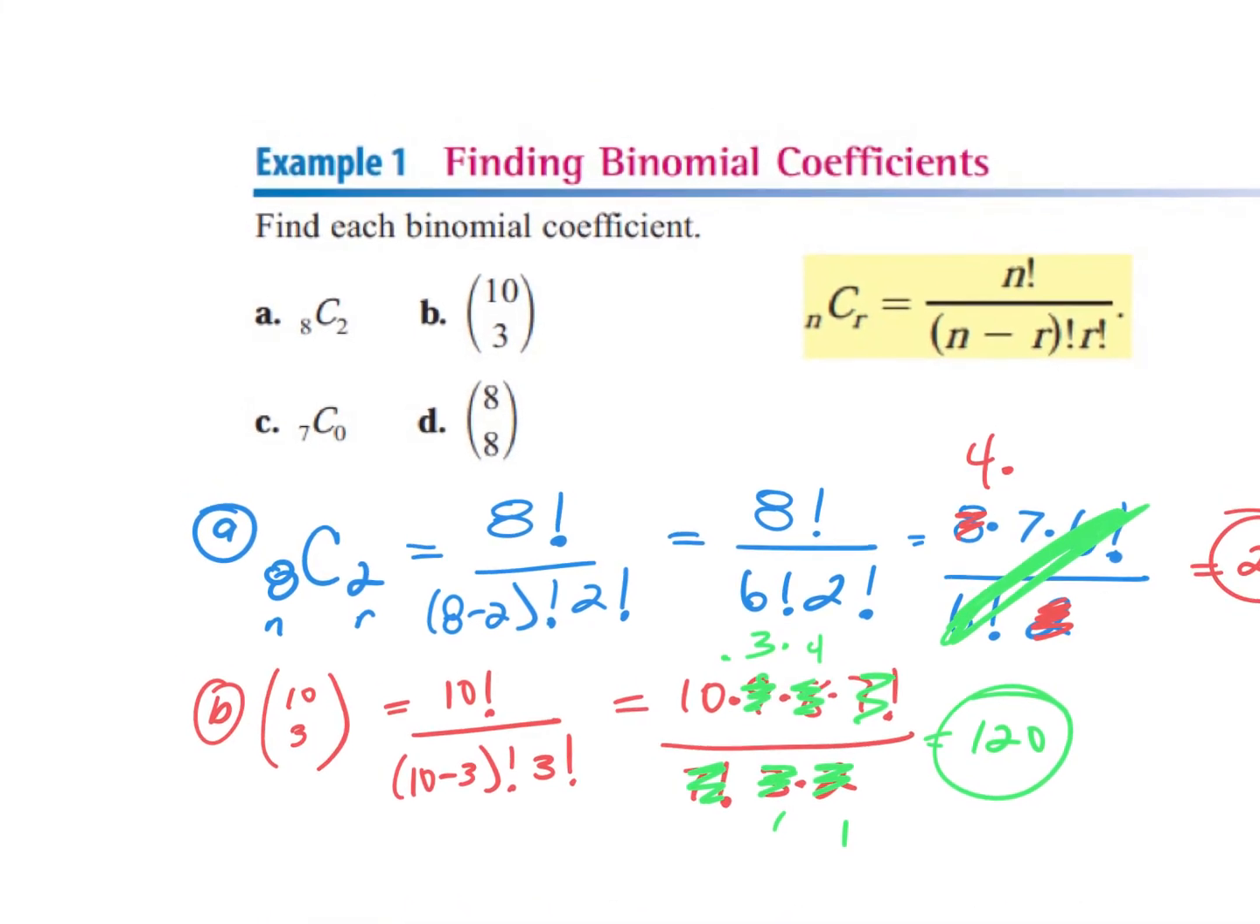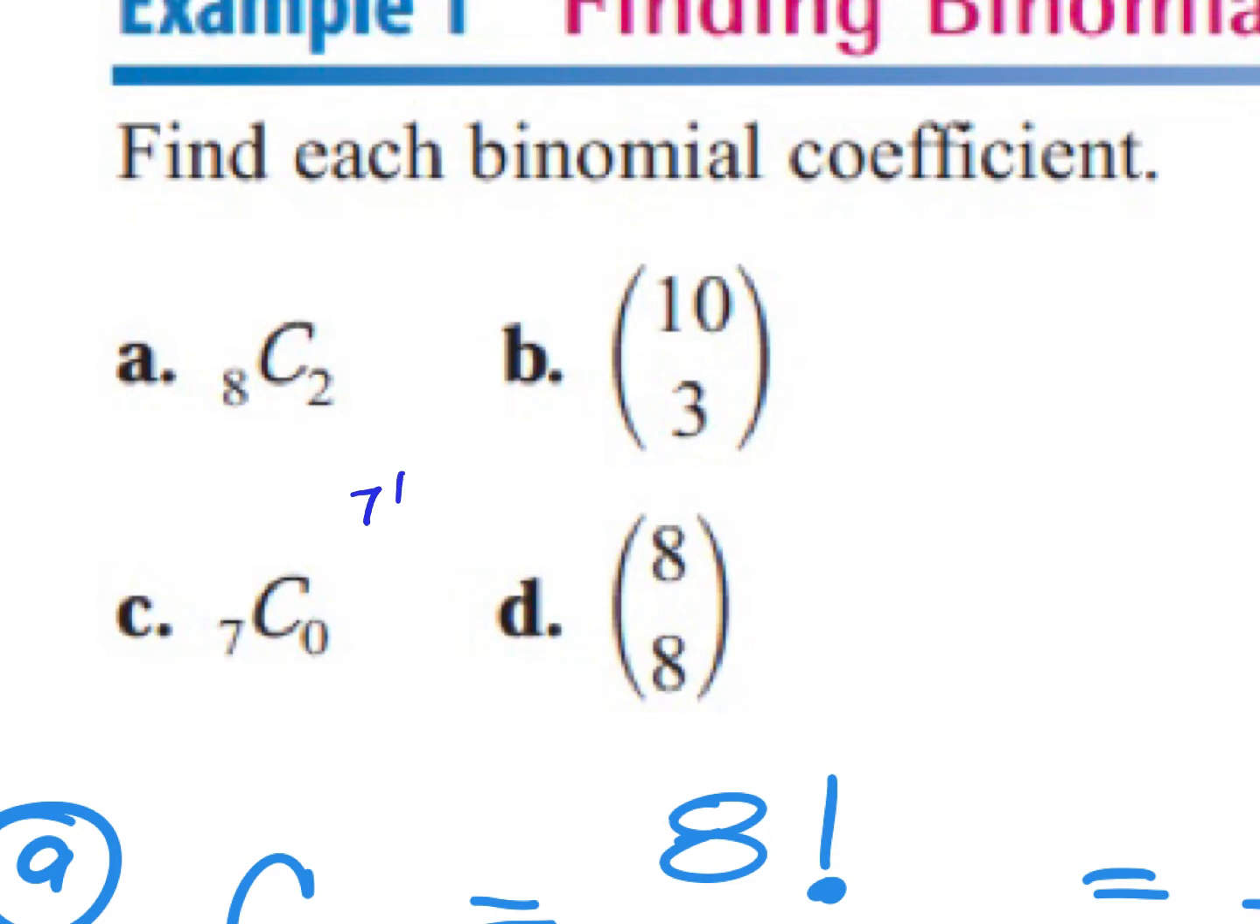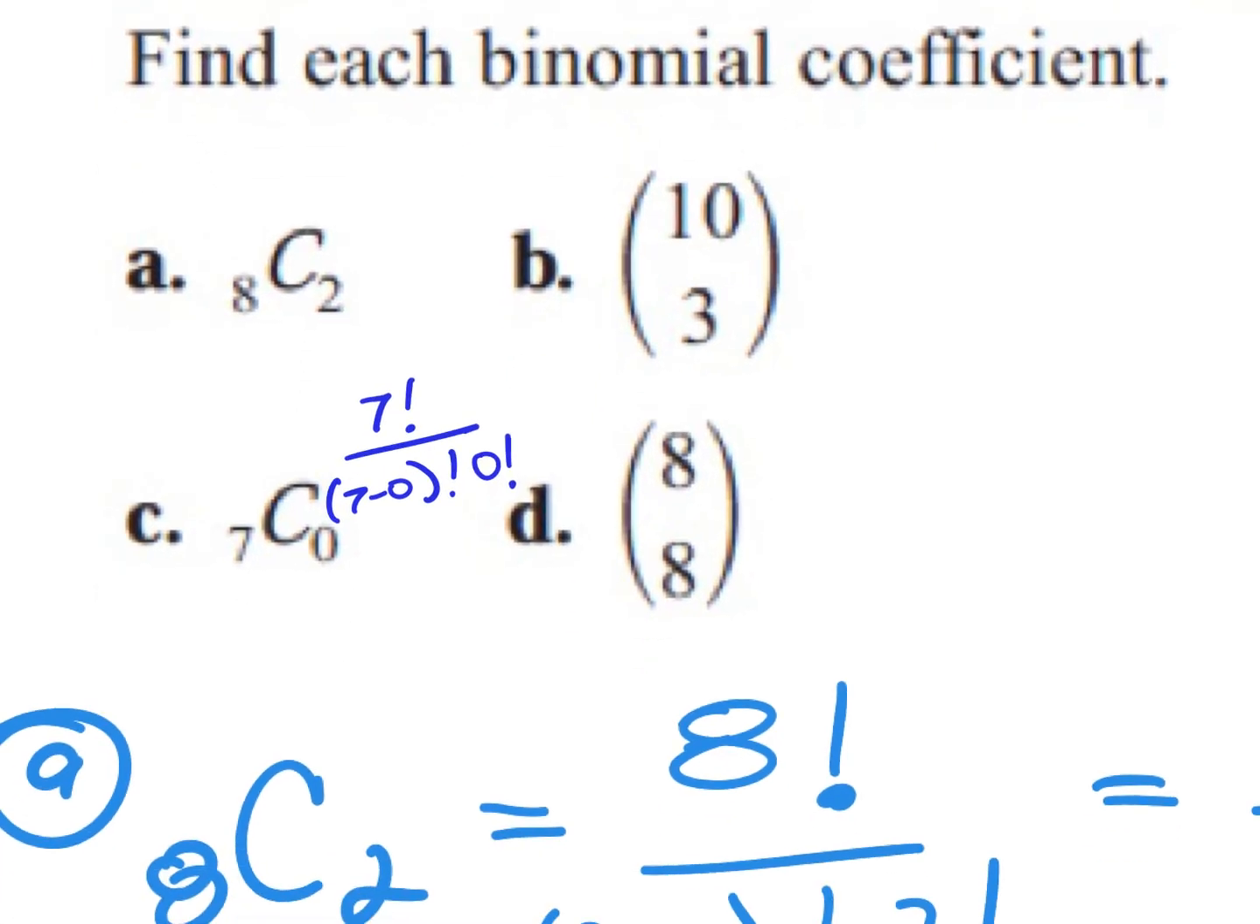C and D, I just want you guys to see. These are special little cases. So if you look at C, C would be 7 factorial over 7 minus 0 factorial over 0 factorial, right? Well, what's 7 minus 0? 7. So this is the same as 7 factorial, correct?